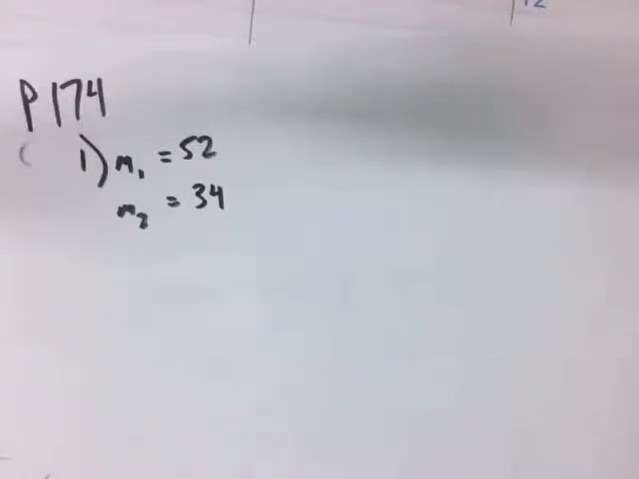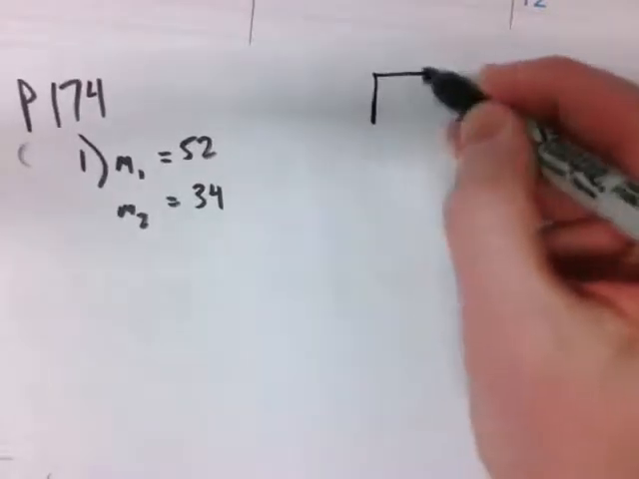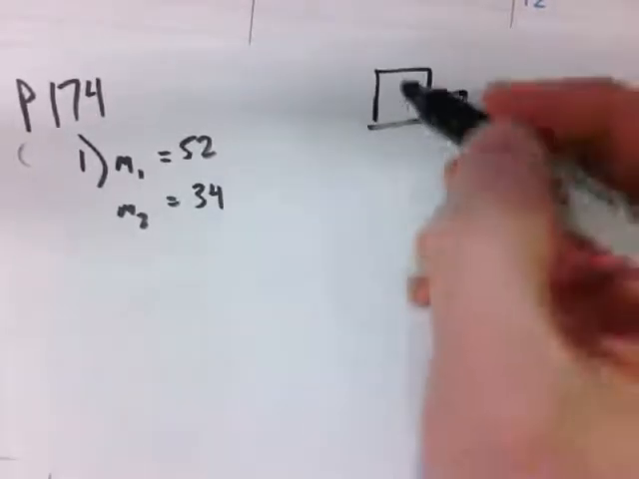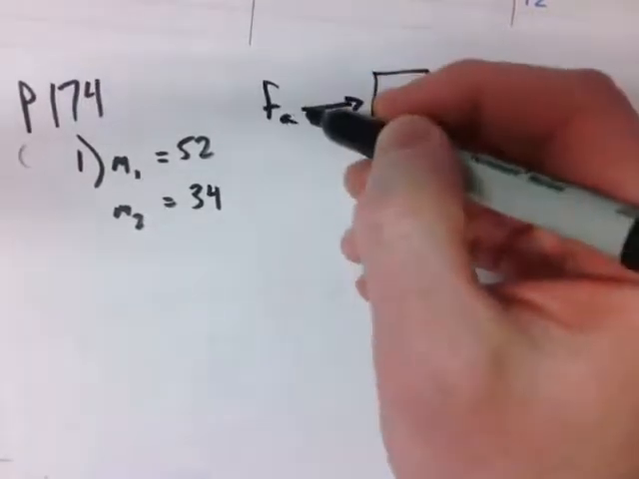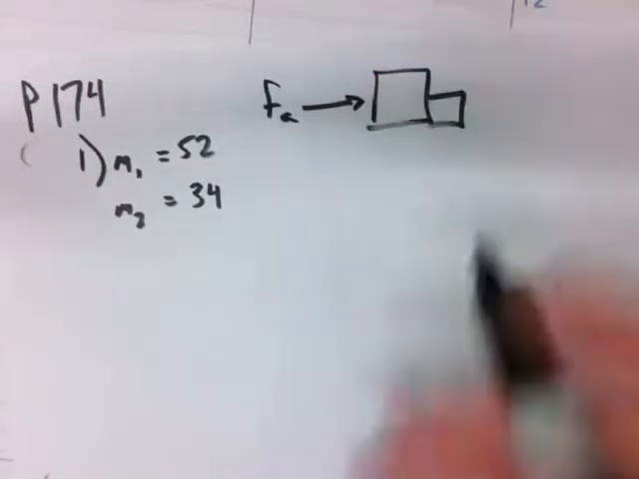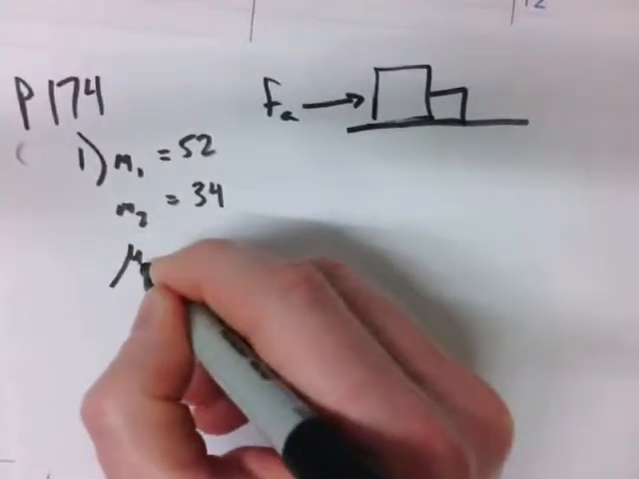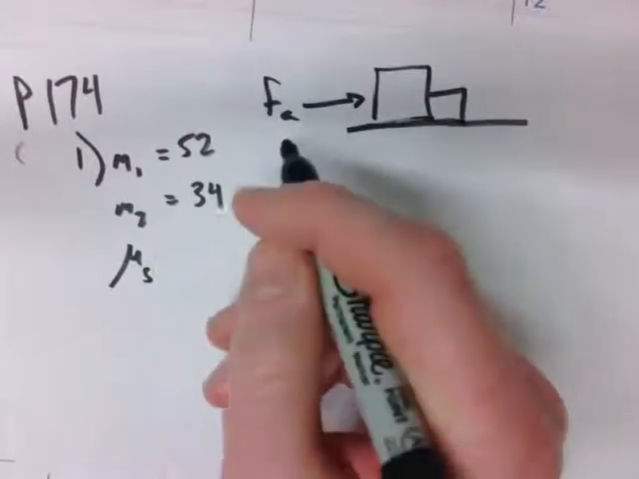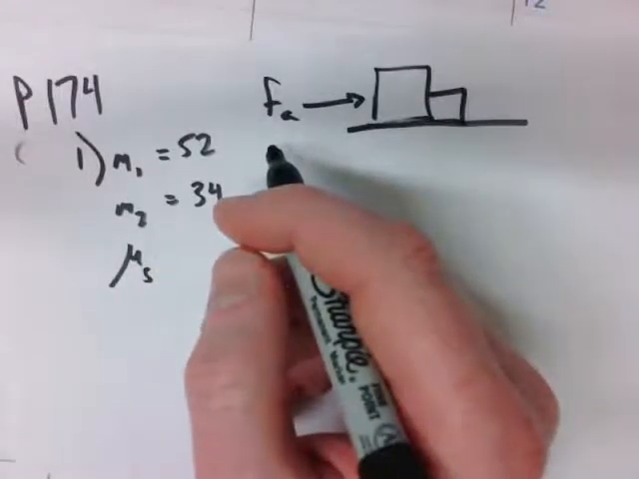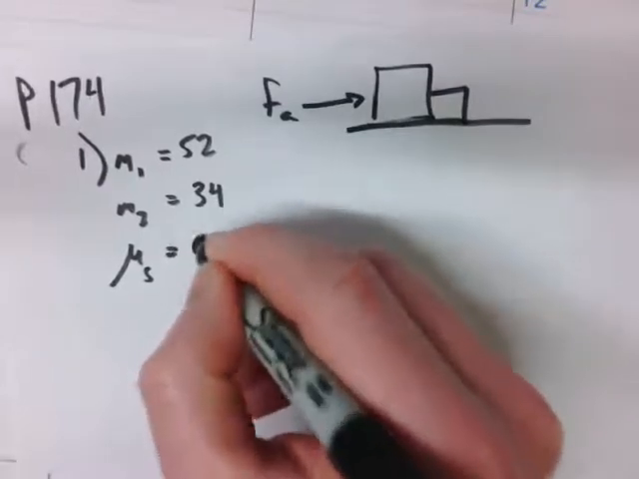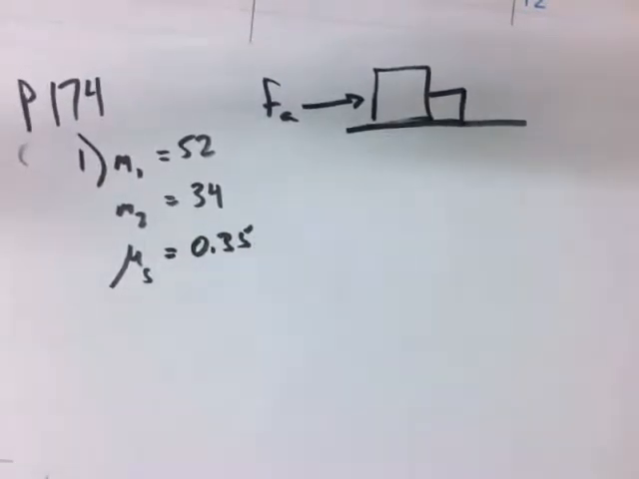A person pushes on the larger trunk horizontally toward the right. Okay, so if you want a system diagram, let's do it like that. And so the person is pushing this way to the right. This is a level surface, I'm assuming. The coefficient of static friction between the trunks and the floor is 0.35. So mu S is static friction, right? Yep. Equals 0.35.